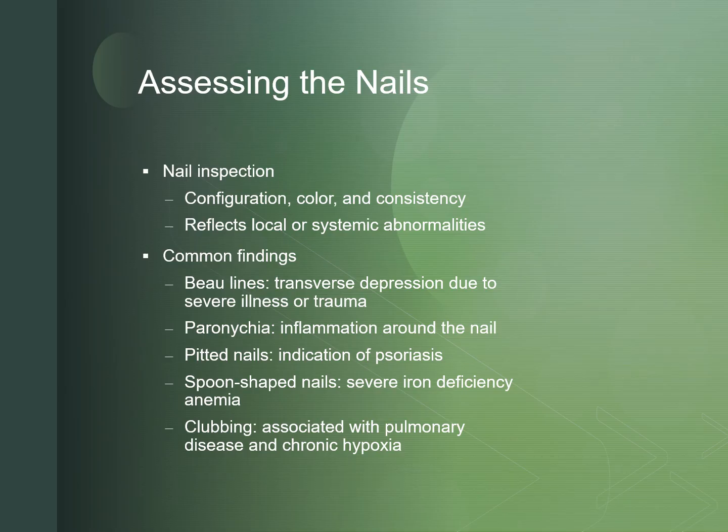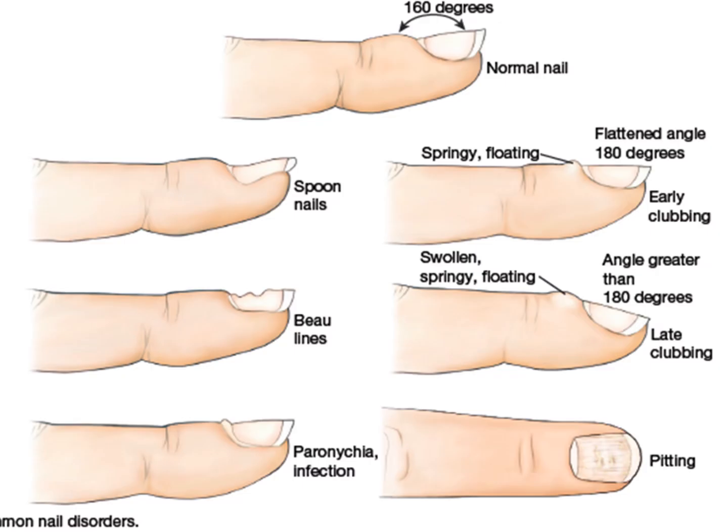This is associated with iron deficiency anemia, so we want to think about nutritional deficiency. Clubbing, this is a really important one to recognize, where the nail angle increases and fingertips become bulbous. This is associated with chronic hypoxia, and it's often seen in lung disease like COPD or cardiac conditions.